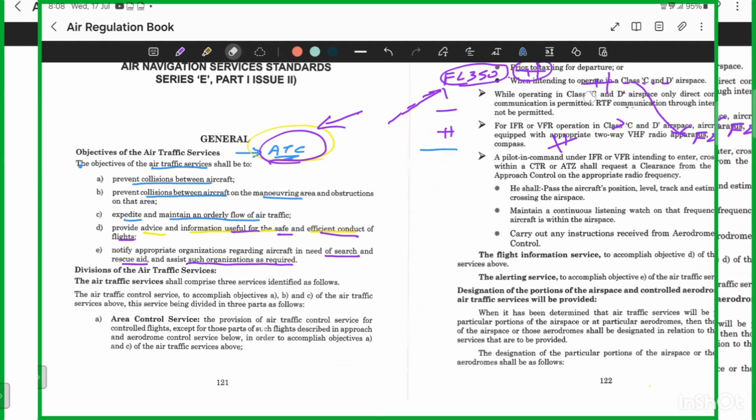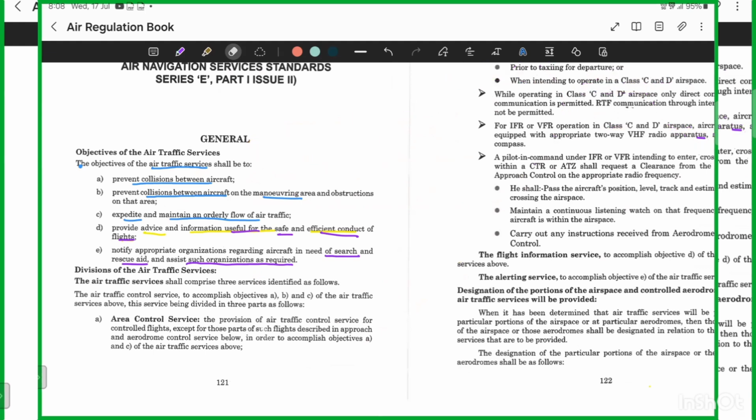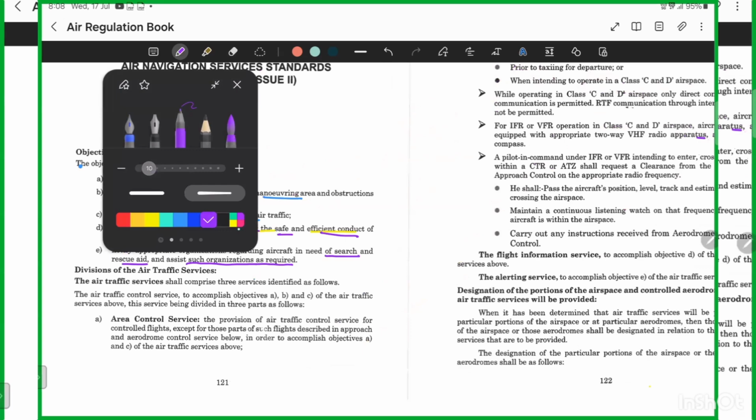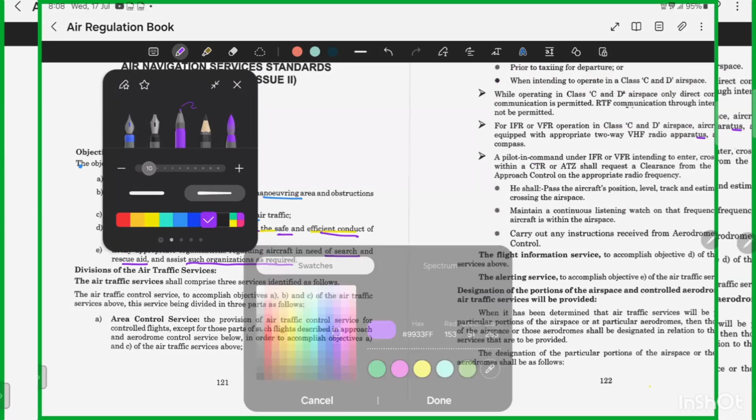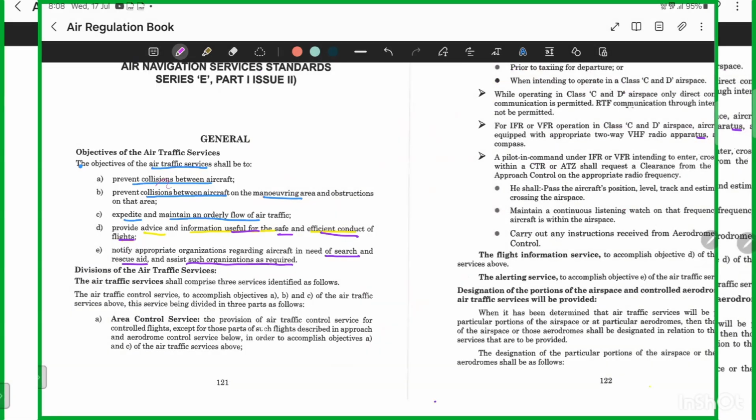Okay, so write down objectives of air traffic services. Get it memorized? Write it down. Objectives of air traffic services. Prevent collision between aircraft. Then prevent collision between aircraft on maneuvering area. Expedite and maintain orderly flow of traffic.